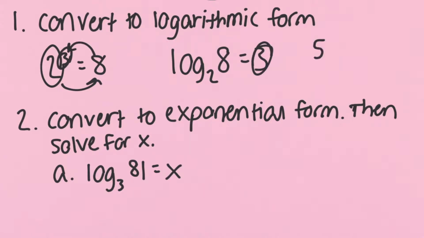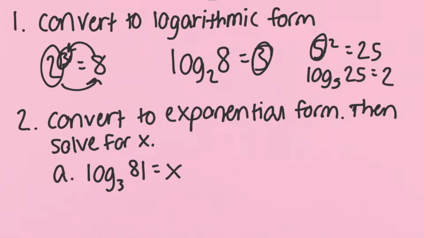So one more example, 5 squared equals 25. In logarithmic form, that would be log base 5, because that's the base of the exponent. It's going to be the base of the log, of 25 equals 2, the exponent.